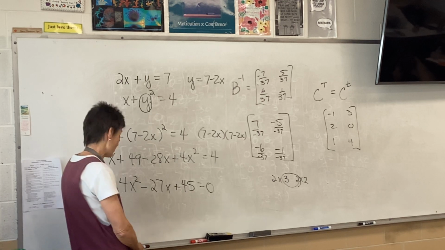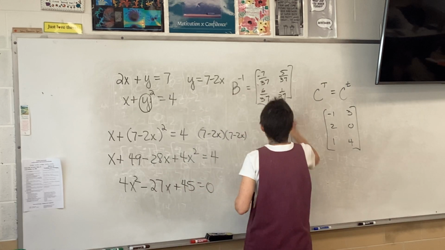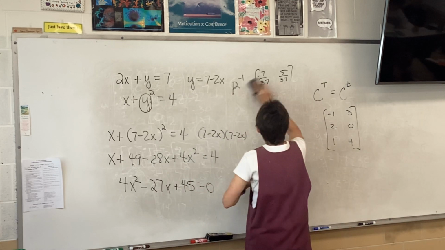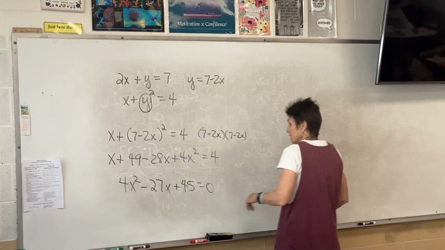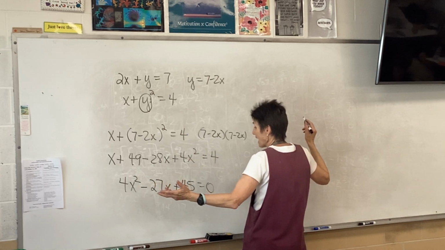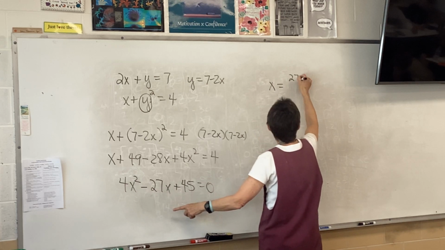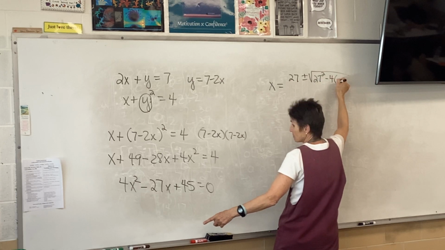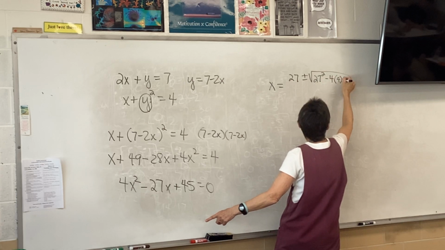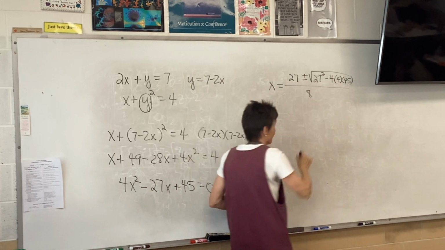You can use the quadratic formula. These numbers are kind of big, so we'll need a calculator if we're going to use the quadratic formula, I think. So our other choice is to factor it. I don't know if that factors or not. So x equals negative b plus or minus the square root of b squared minus 4ac all over 2a.